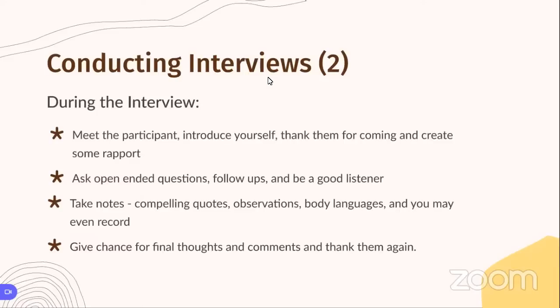And then take notes. You want to take notes of compelling quotes, things that they said that really struck you. You want to take notes of observations, body language. Yes, you want to literally write, they moved in a certain way, or they frowned at this point. You want to write things like that. It helps you understand the emotional experience and how serious, how deep the pain point is. These types of things will always help.